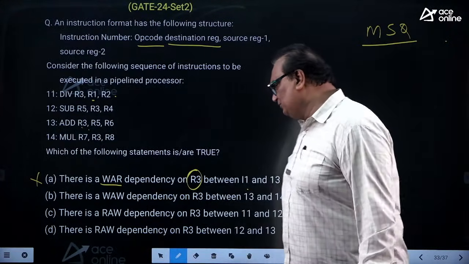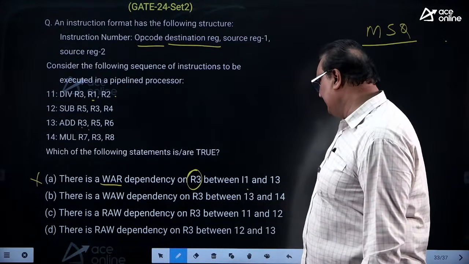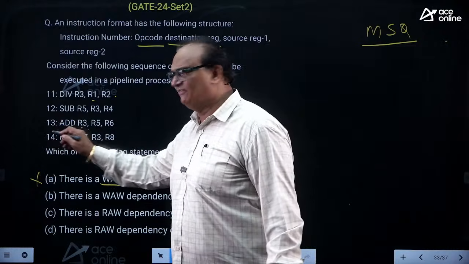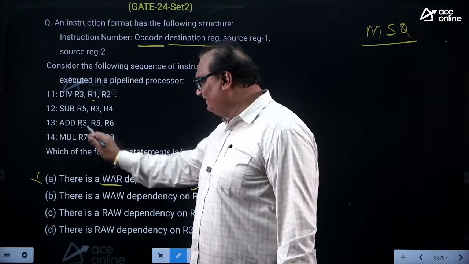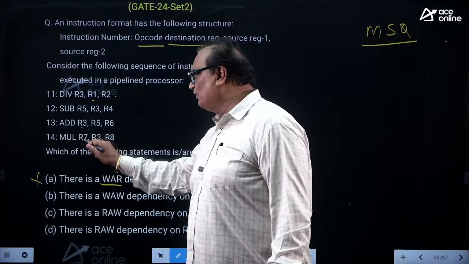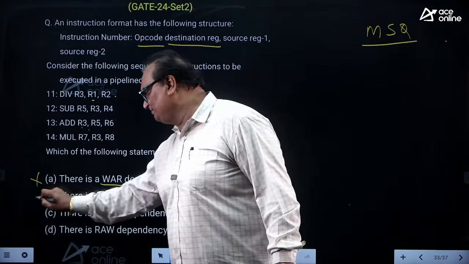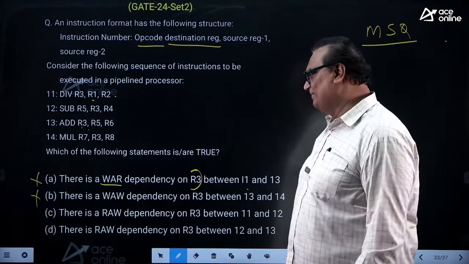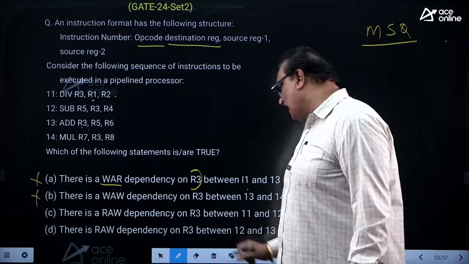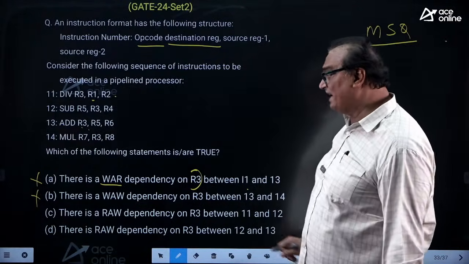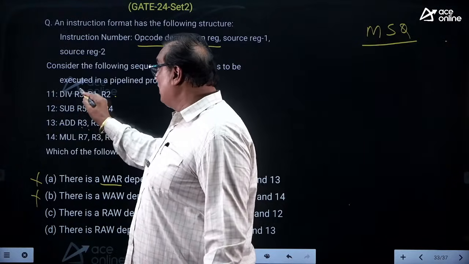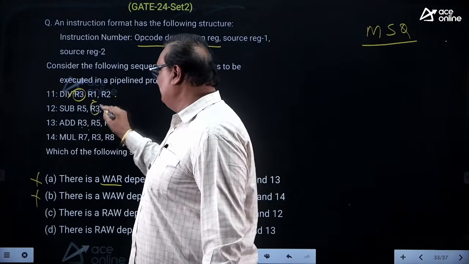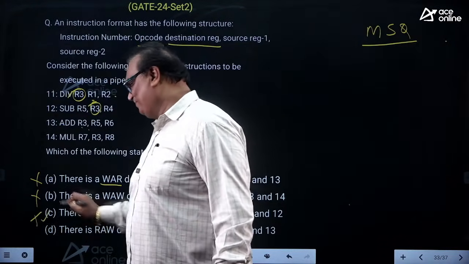Option B: there is a WAW dependency on R3 between I3 and I4. In I3 and I4, if the outputs are the same, then WAW occurs. Here I4 output is R7, that's why false. Option C: there is a RAW dependency on R3 between I1 and I2. RAW means true dependency. I1 output is present in I2 input, that's why it is true.